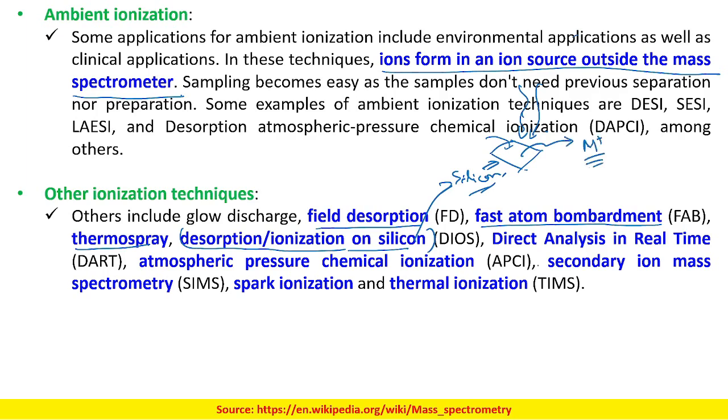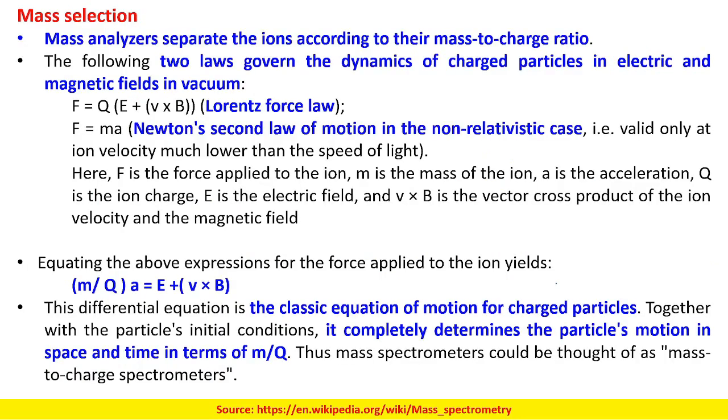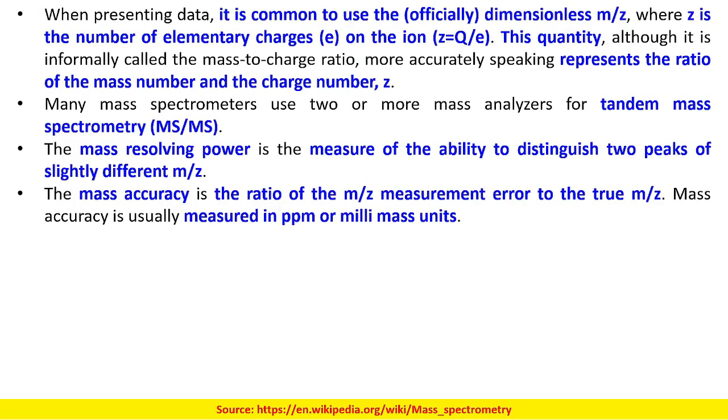Okay, then we have spark ionization, thermal ionization, and other atmospheric pressure ionization and secondary ion mass spectrometry. Okay, so these are there. How the mass is selected I have already discussed with you, so I am not going into the details of that.